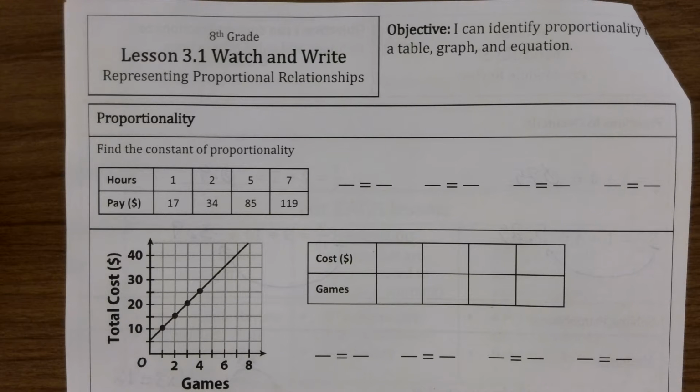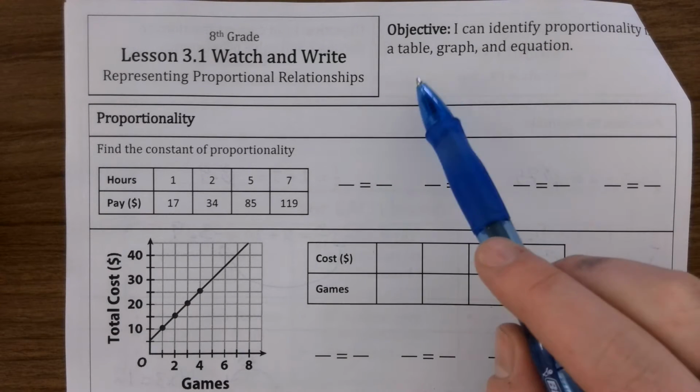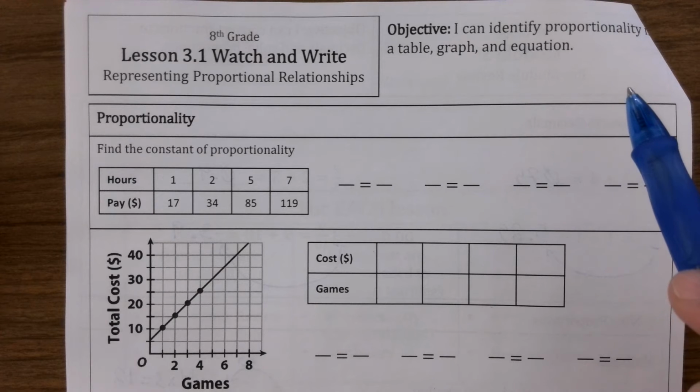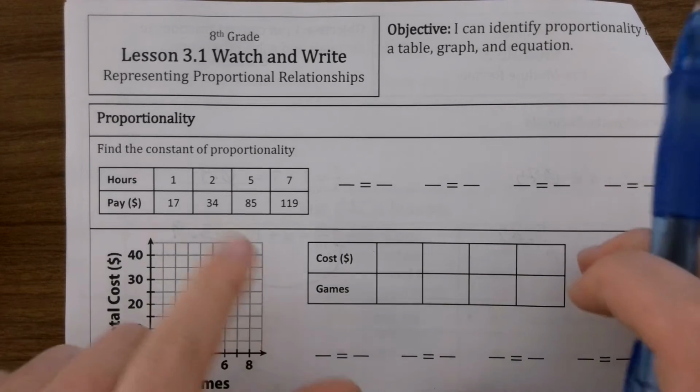All right, welcome to Lesson 3.1, Watch and Write, representing proportional relationships. Our objective for today is I can identify proportionality in a table, graph, and equation. So we're going to start looking at proportionality, and we're going to start with a table.